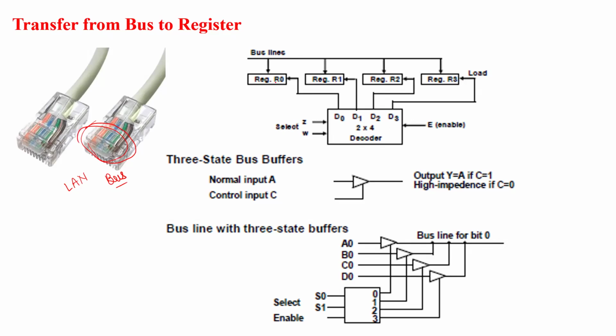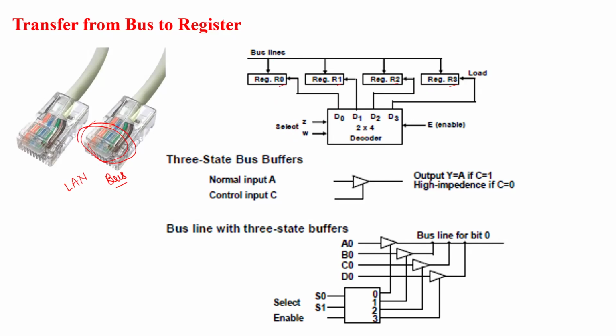Next, we have how to transfer the information from the bus to a register. Here, if you see, 4 registers are taken: R0, R1, R2, R3. And with the help of a decoder, again, what will be the size of the decoder? All these things are discussed here.